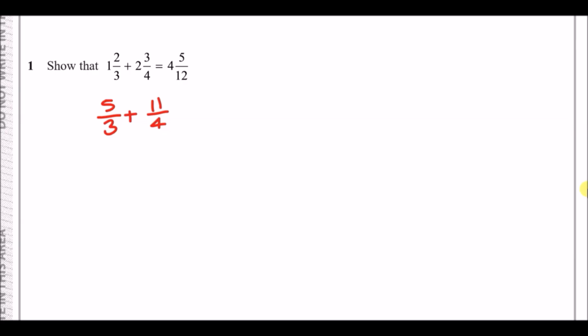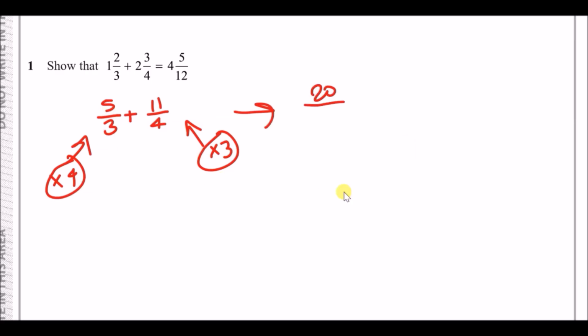And now lastly, all we want to do is make common denominators, because we know the end goal is 12. To get the left fraction to 12, you're going to want to multiply up and down by 4. To get the right fraction to 12, you need to multiply up and down by 3. Doing so, on the left hand side, if you times up and down by 4, you're going to get 20 over 12, plus, times the right side by 3, 33 over 12.